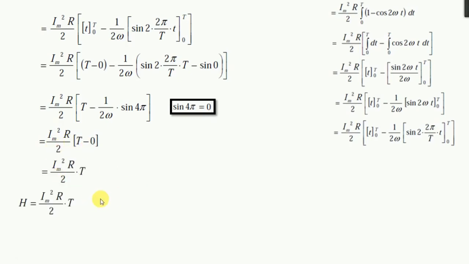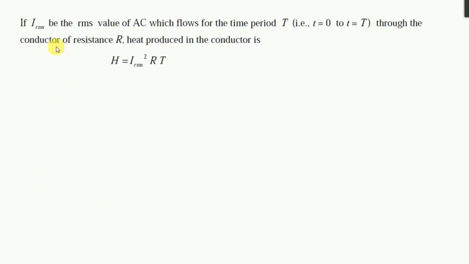So this is the total heat produced in the circuit, and if I_RMS is the current flowing through the circuit, at that time the heat produced by the AC will be H is equal to I_RMS square RT.